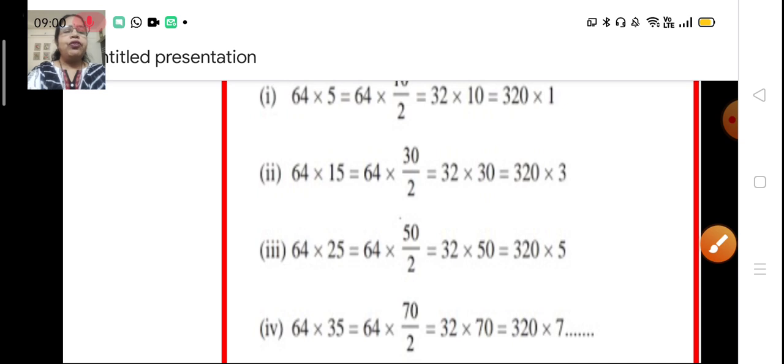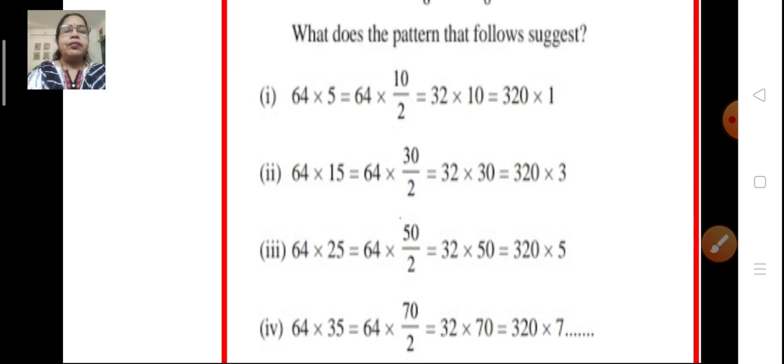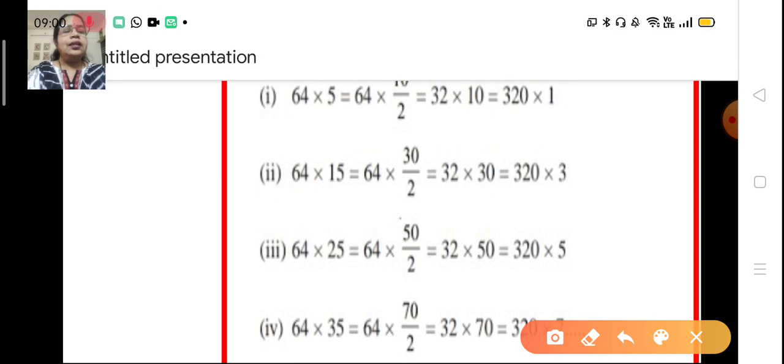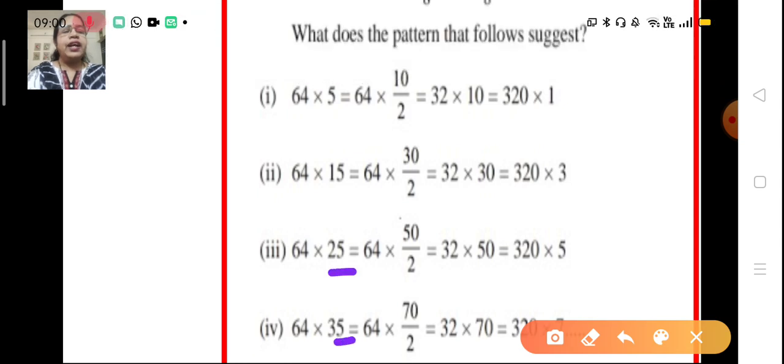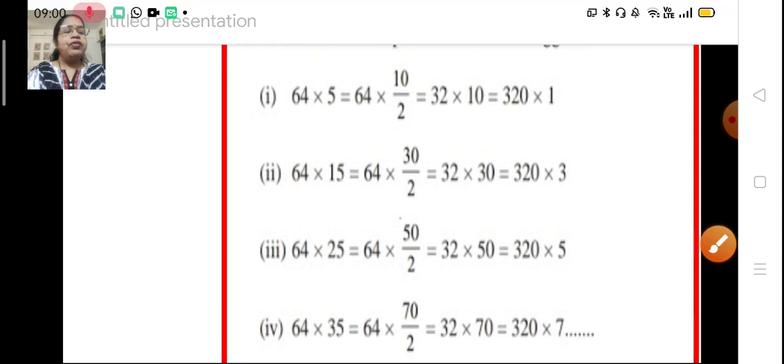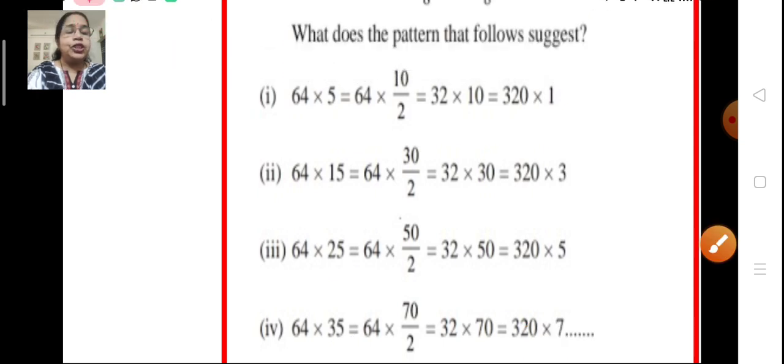It is 64 multiplied by 35. Again, we can see that the difference between 25 and 35 is 10, isn't it? And when we multiply 64 by 35, 35 can be taken as 70 upon 2, isn't it? And 64 when we divide by 2, we get 32, isn't it? 32 multiplied by 70, it can be written as 320 multiplied by 7.